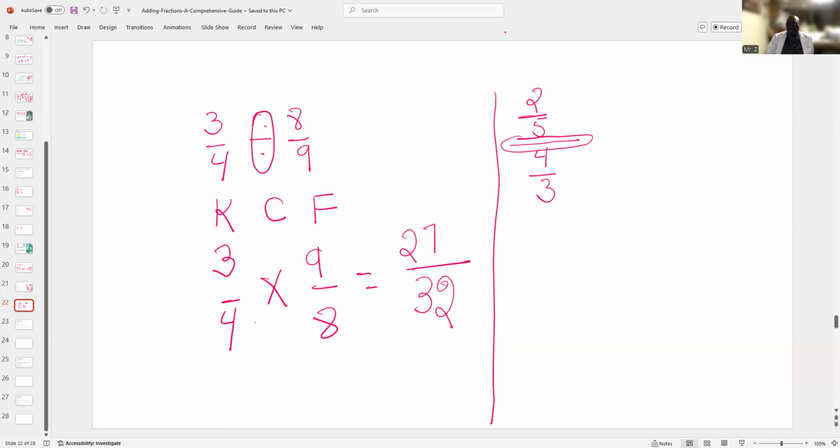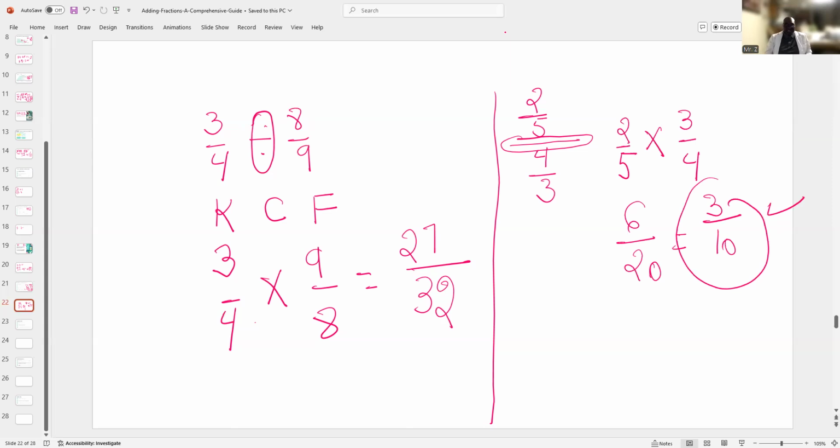Same concept. We will keep the first one, which is 2 over 5. We're going to change that one to a multiplication. And we're going to flip the second fraction. 3 goes on the top, 4 goes on the bottom. By doing that, you have 6 over 20. If you can simplify, which is a proper fraction, simplify by 2, I got 3. Simplify by 2, I got 10.